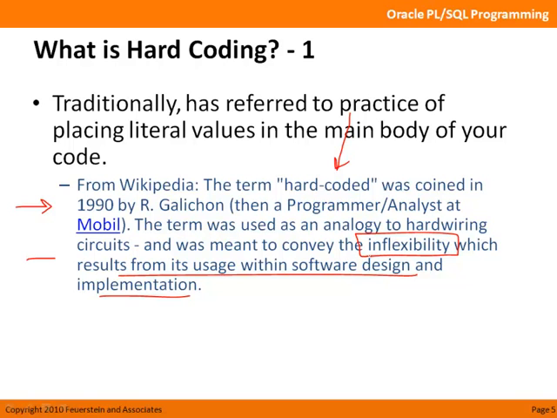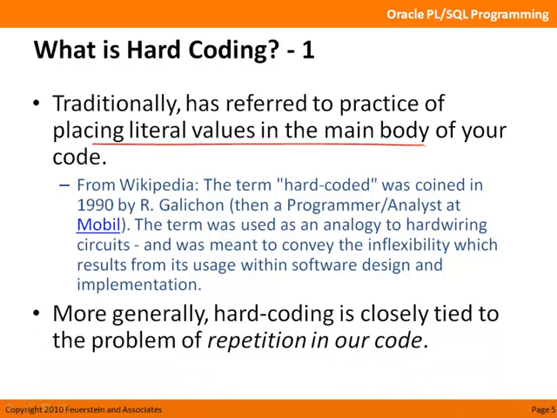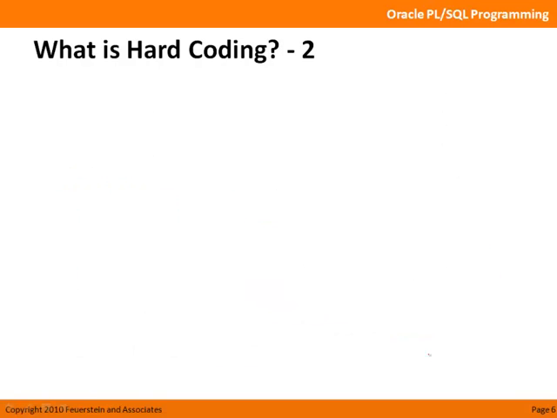And basically what it usually refers to in our minds is placing literal values in the main body of your code. In other words, the maximum salary in my company is $1 million, so we'll just hardcode 1 million all over the place because that's never going to change. Well, we know that's not true, but we still do it. More generally, hardcoding is closely tied to the problem of repetition in our code. Generally speaking, if we hardcode, we end up repeating.